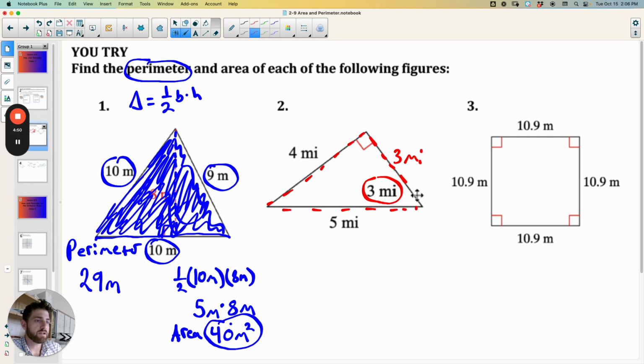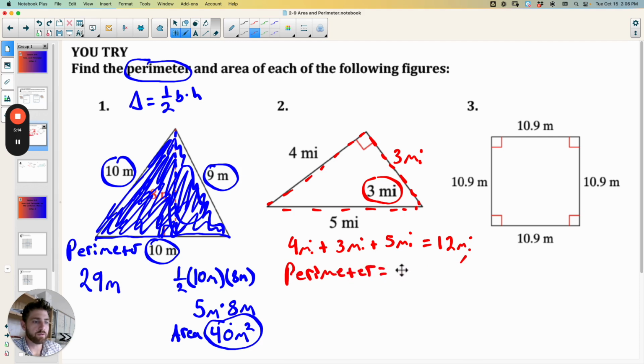So the perimeter here is going to be 4 plus 3 plus 5. So 4 miles plus 3 miles plus 5 miles. And that's going to be 4 plus 3 is 7, plus 5 will be a total of 12 miles. Okay, so the perimeter is equal to 12 miles.